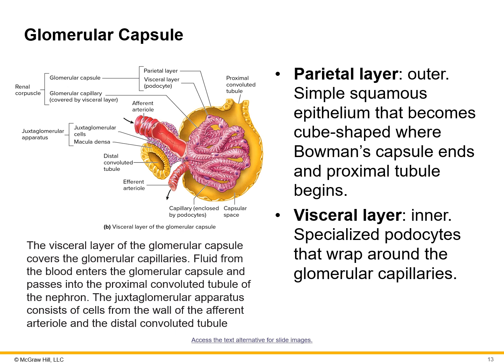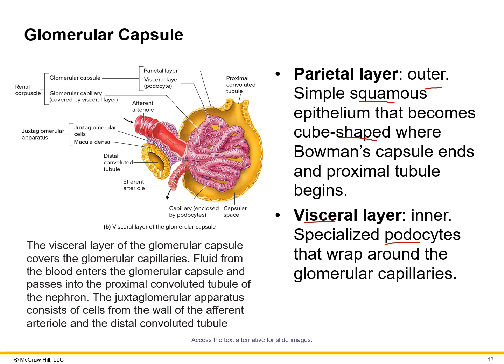All right, so if we look at this capsule again, we have the two layers. We have the parietal layer, which is the outer layer made up of simple squamous cells, actually becoming cube shaped where the Bowman's capsule ends and that proximal tubule is going to begin. And then the visceral layer is the inner portion made up of those specialized podocytes that wrap around those capillaries.